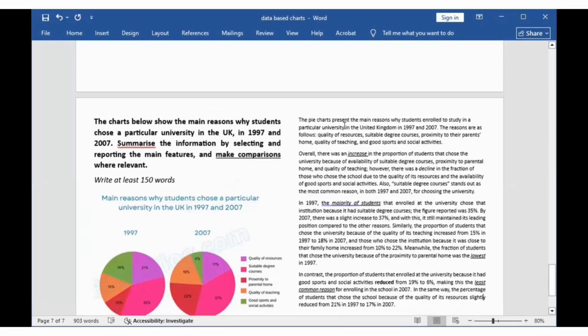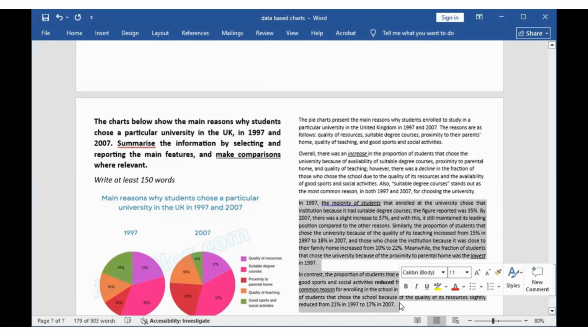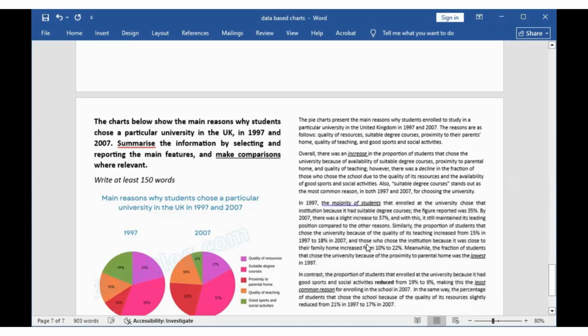I've written the introduction, overview, okay? Main body. My main body has two parts. One part talks about the categories that increased. And then the other part talks about the categories that reduced. Hope you get the gist.